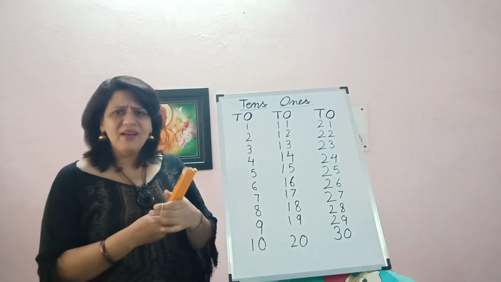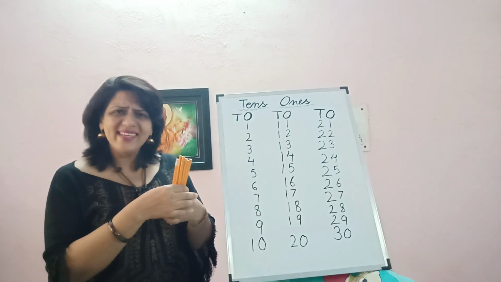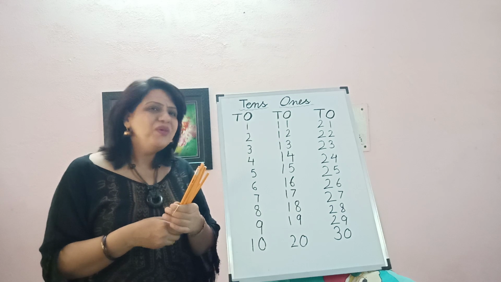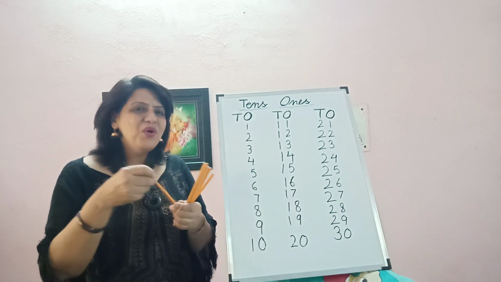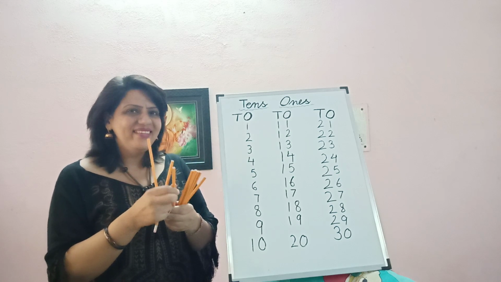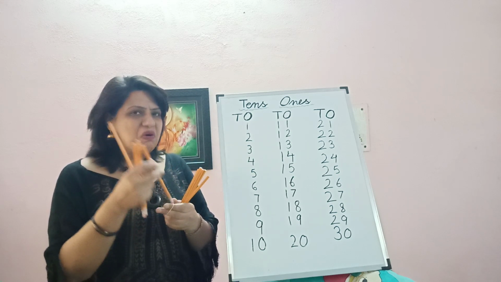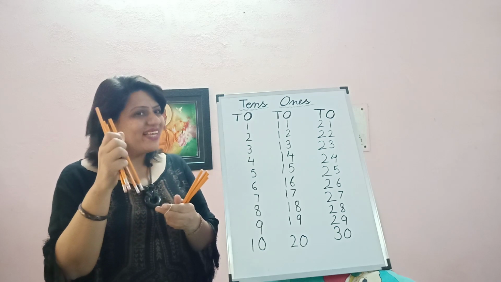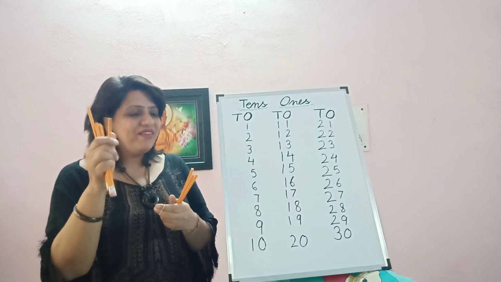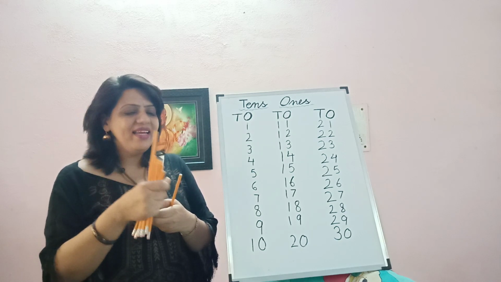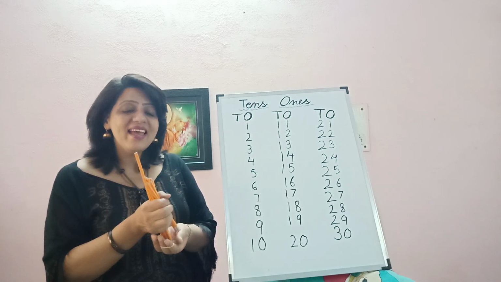Let's see, I have something. What is this? Yes, I have pencils. Let's count how many I have. 1, 2, 3, 4, 5, 6, 7, 8, 9 and 10.